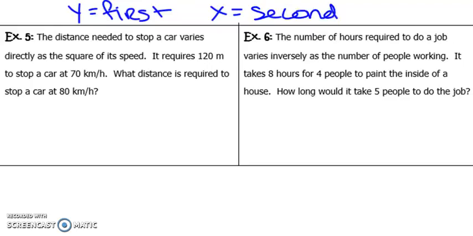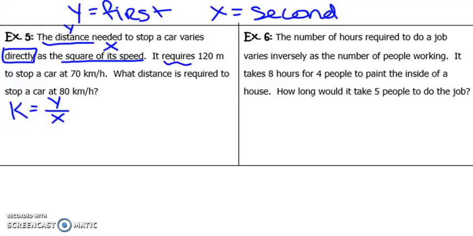So now the distance needed to stop a car varies directly as the square of its speed. It requires 120 meters to stop a car at 70 kilometers per hour. What distance is required to stop a car at 80 kilometers? So first of all, I'm going to box my keyword, directly. That tells me K is equal to Y over X. Well, now I need to figure out what Y and X are. In this case, the distance is my Y, and the square of its speed is my X.